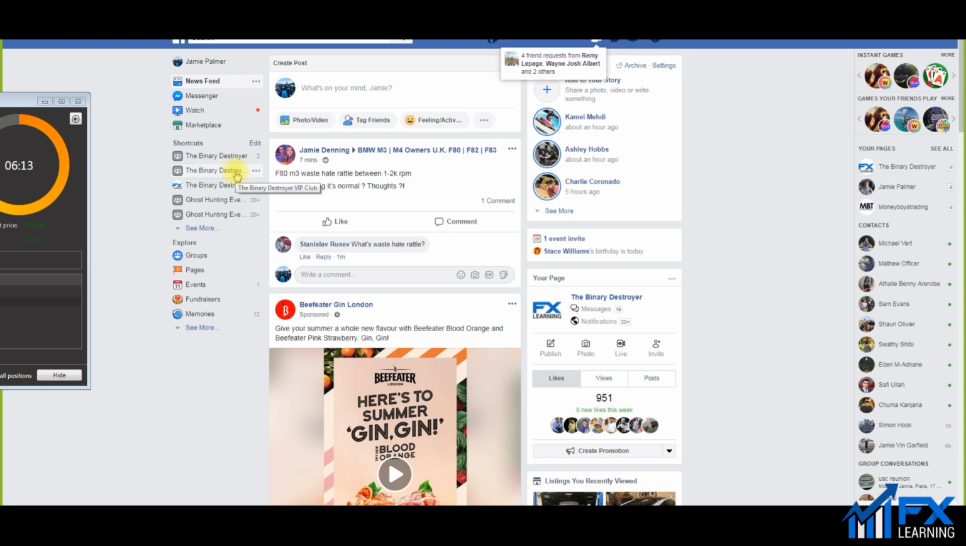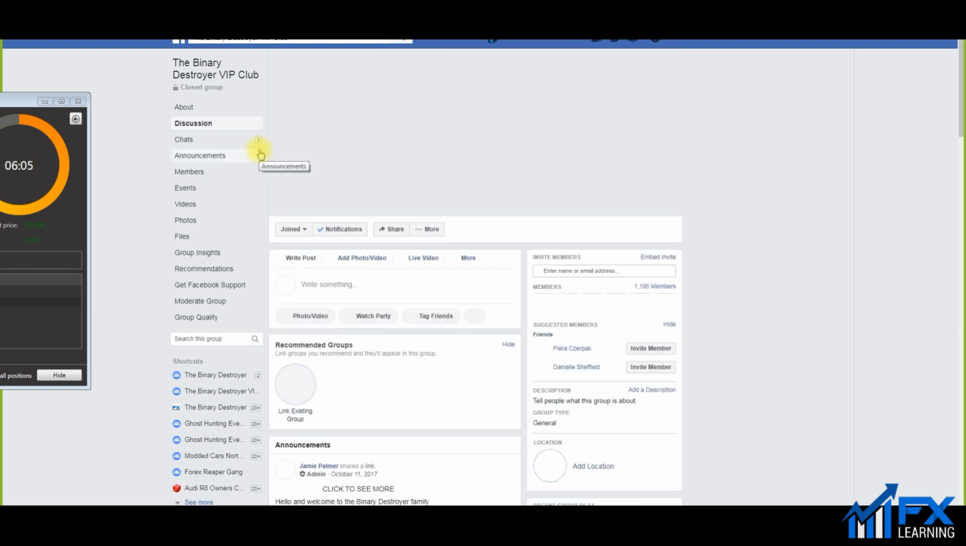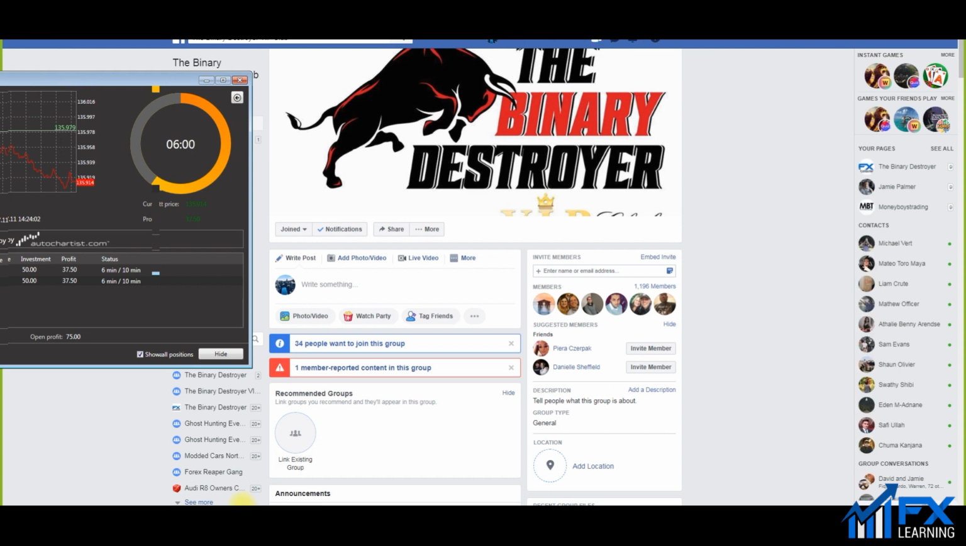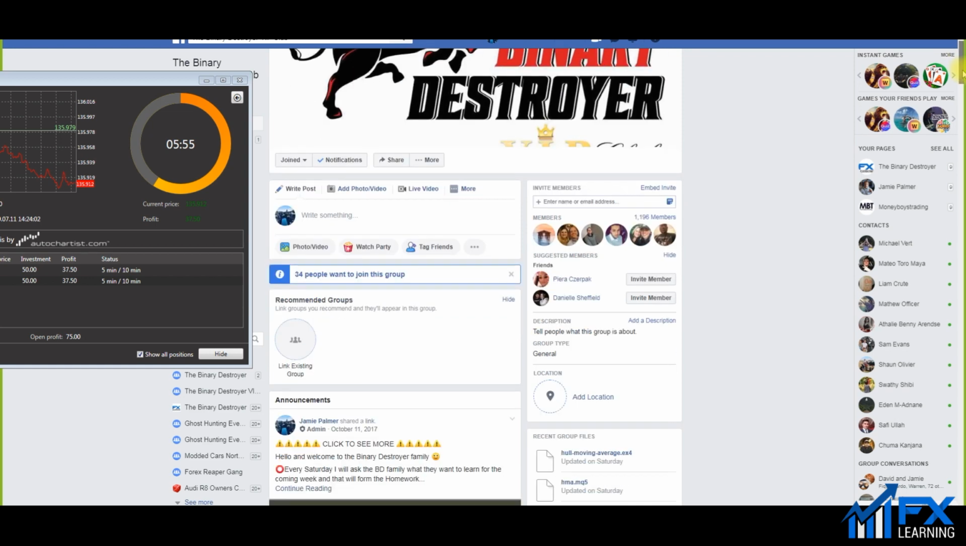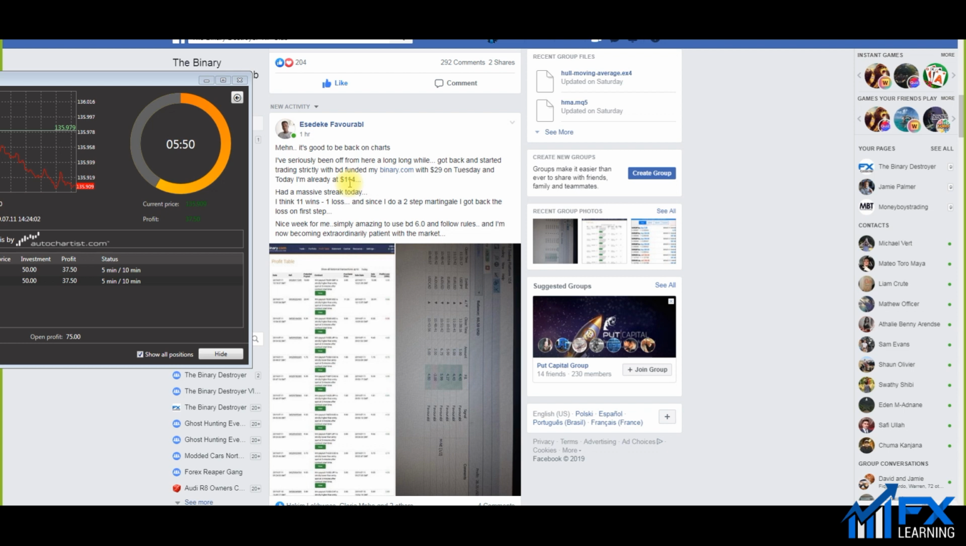Normally July's trading is quiet because of the holidays. Everyone in Europe is on holiday enjoying the sun, so there's not really a lot of volatility or momentum in the market. But for some reason, it's just been good. Like I said, this is the VIP group where everyone sees our results. And as you can see straight away, it's good to be back on the charts. I've been off here for a long while. Got back and started trading the BD with a binary account. Had a massive streak today, 11 wins, 1 loss.